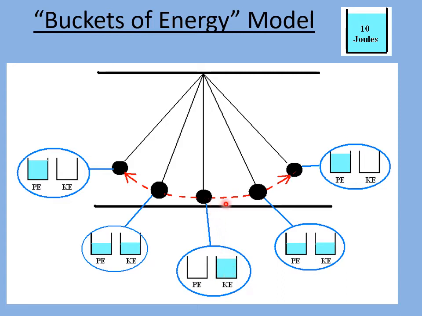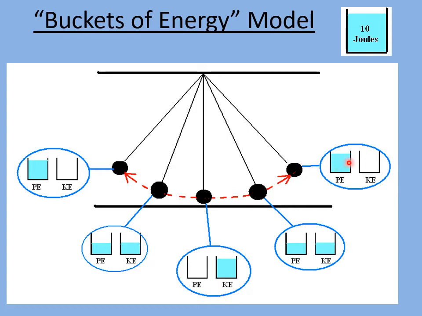And then as the pendulum starts to swing up, we start to take this energy here, remember there's 10 joules here now, and we start to pour it back into the potential energy bucket. So at some point here halfway up, we're at half and half. The buckets are each half full. And then finally, when the pendulum reaches its maximum height over here, it stops momentarily before it starts swinging back.